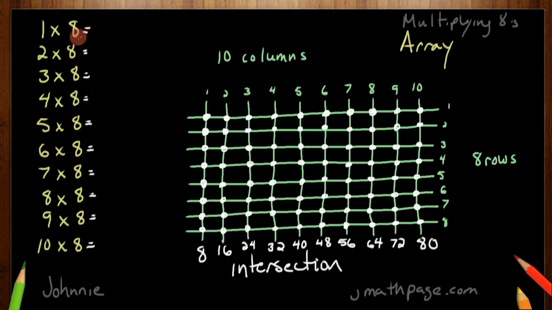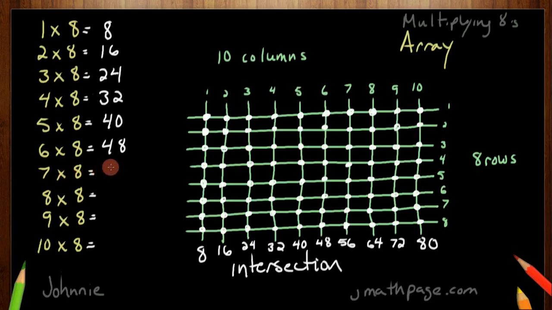Let's remember them now, okay? 1 times 8 is equal to 8. 2 times 8 equals 16. 3 times 8 equals 24. 4 times 8 equals 32. 5 times 8 equals 40. 6 times 8 equals 48.